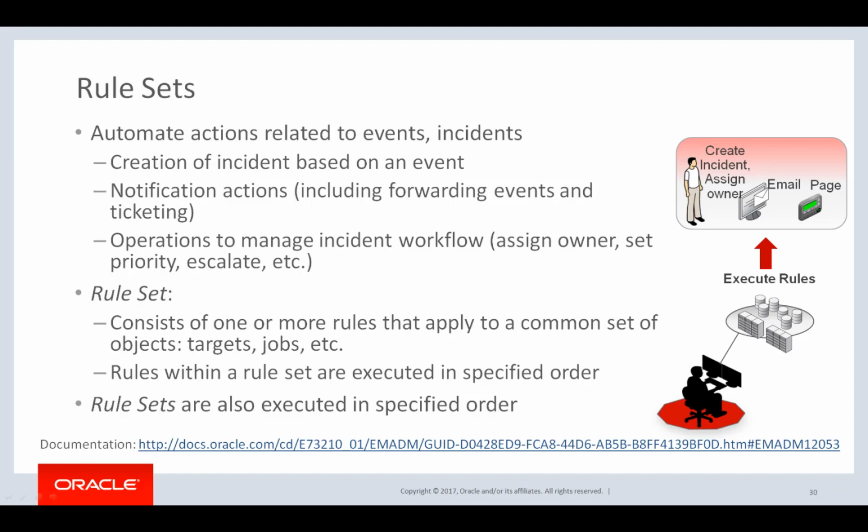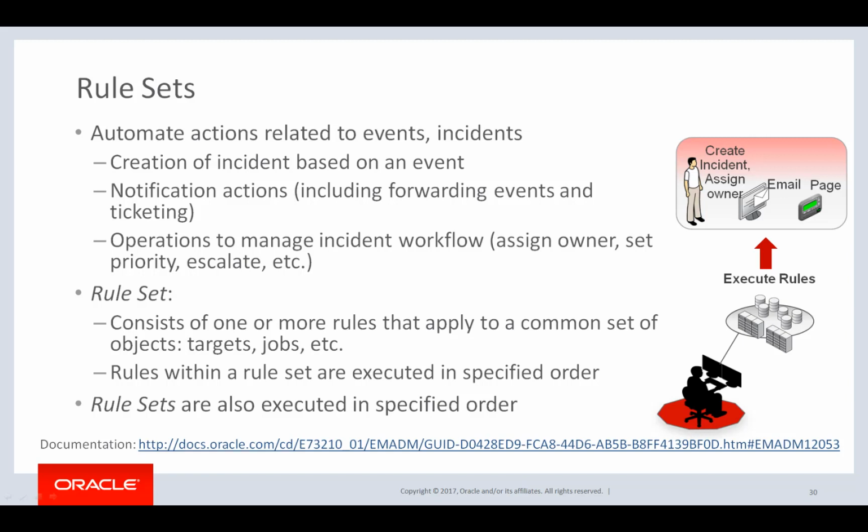An enterprise rule set automates actions related to an event, incident, or problem. It allows creation of an incident based on an event and provides notification actions to notify administrators. This includes forwarding of the event to third-party event management and ticketing systems. As part of a rule set, you can also automate operations to manage the incident workflow, such as assigning the incident to an owner, setting priority to the incident based on a defined set of conditions, or escalating the incident.